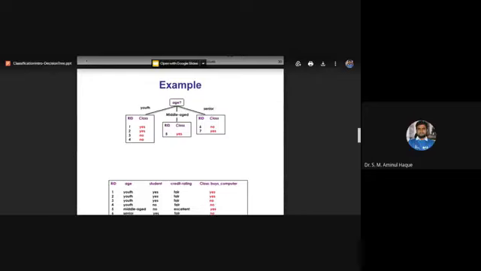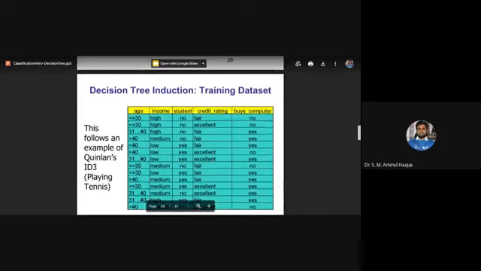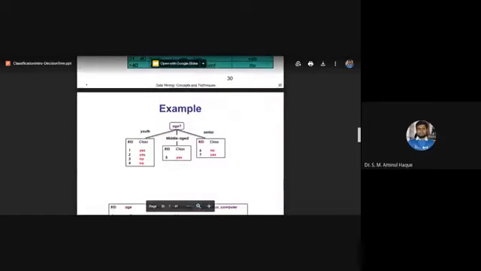Because if it is middle-aged, all the time it is yes. It doesn't depend on other attributes: income, student, credit rating. If it is middle-aged, the target value is always the same, yes. So the tree will not extend here. But in terms of youth, it has both classes, yes and no. That means there is an option to grow the tree. In terms of senior, it also has a mixture of yes and no, so there is an option to extend the tree.